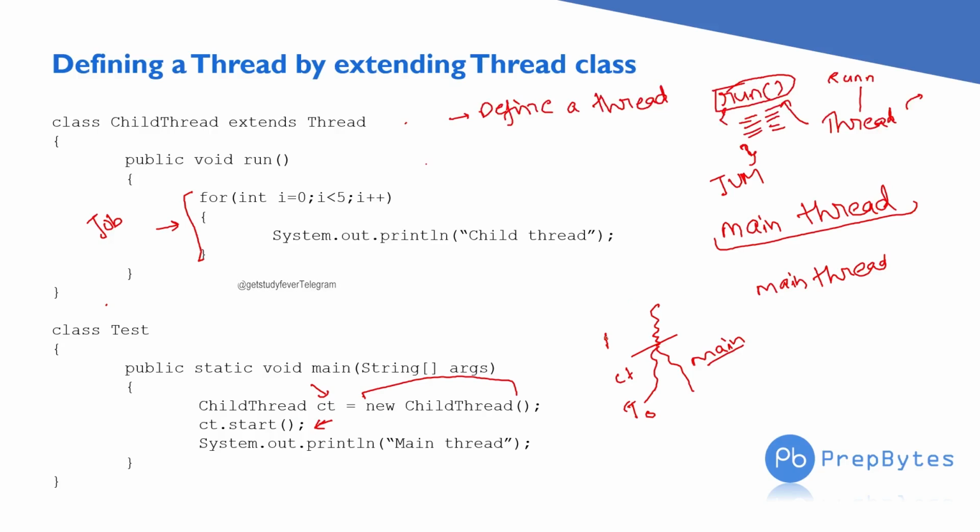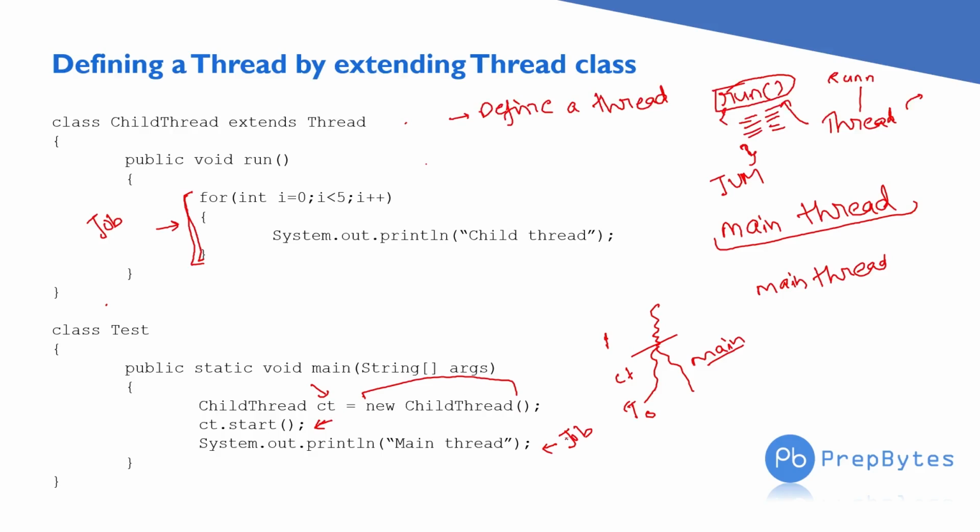Now what is the new thread's job? The child thread's job is this, so it will perform this job, and the main thread's job is just to print "main thread". So these 5 child thread prints and this main thread print will now be executing simultaneously. This is how threads work. So ct.start is actually the starting of a new thread.